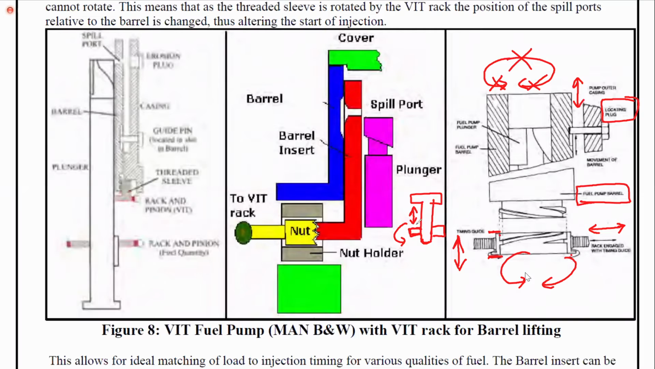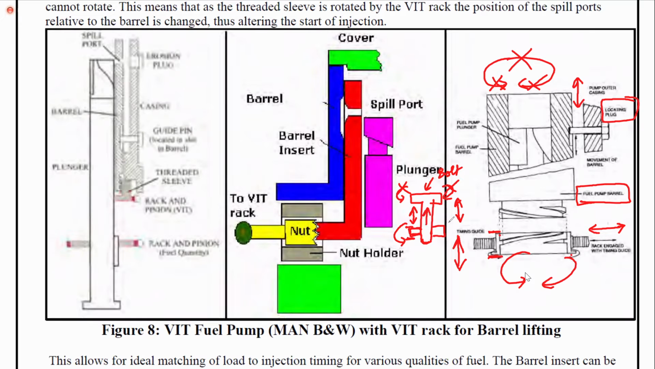I don't allow it to move up and down. I'm turning the nut while this bolt cannot be turned. I don't allow the bolt to be turned. But the bolt can move axially. So when I turn the nut, what will happen to the bolt? Sir, the bolt will move up and down.